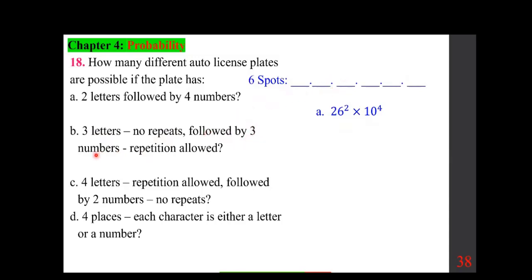Followed by 3 numbers, no restriction, so each one can be 10. So you have 26, 25, 24, and the last 3, each one is 10, 10 cubed. Again, the process is important.